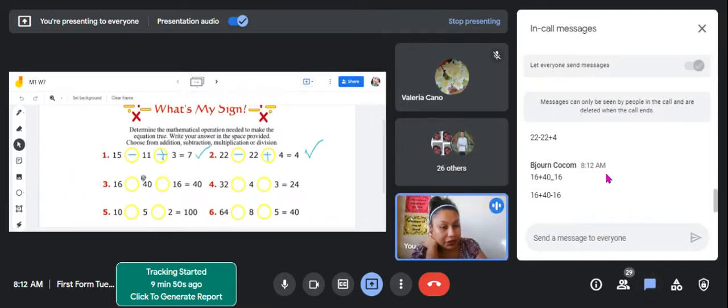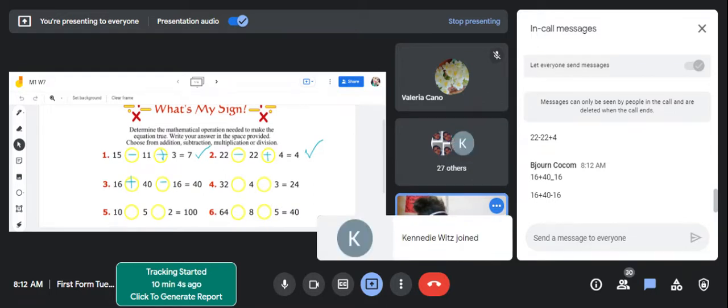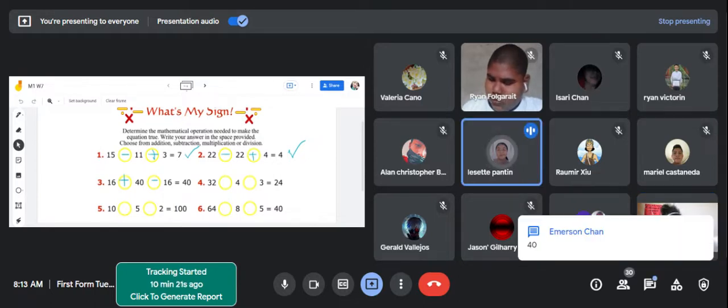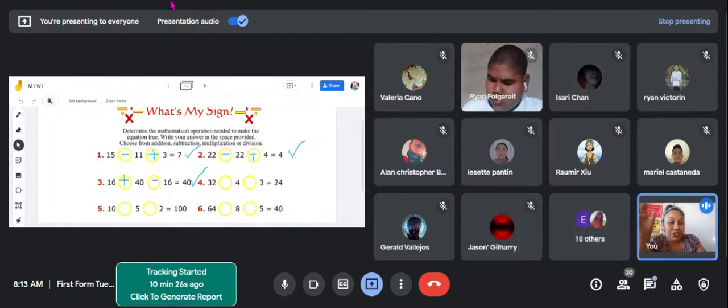Okay, I see Bajorn has another one. 16 plus 40 minus 16. How much is 16 plus 40? 56. 56. Very good. And 56 minus 16? 40. Very good. Okay, so that was just a little practice.